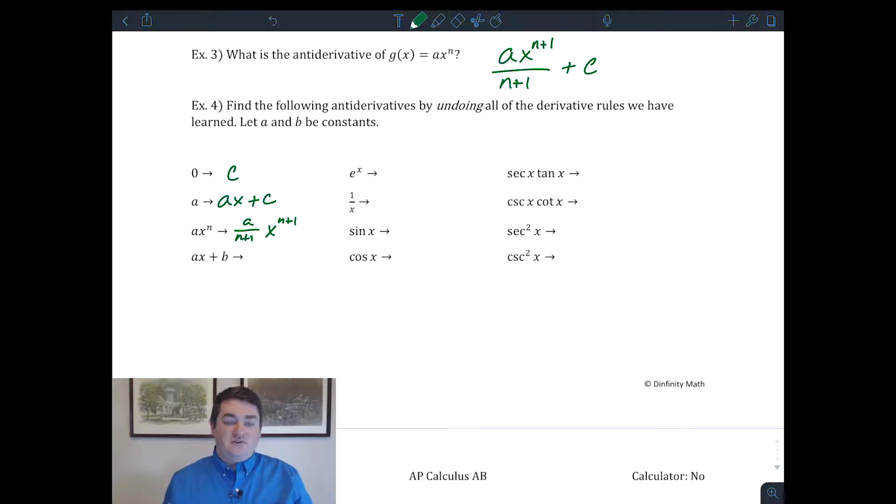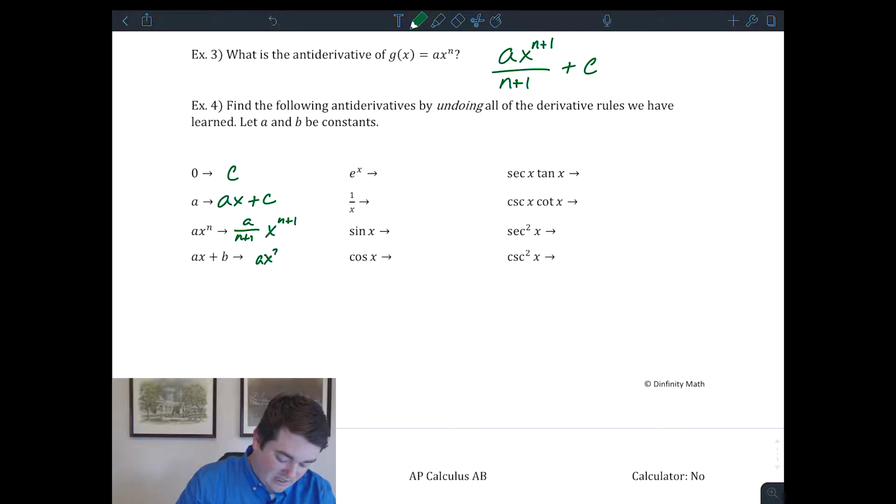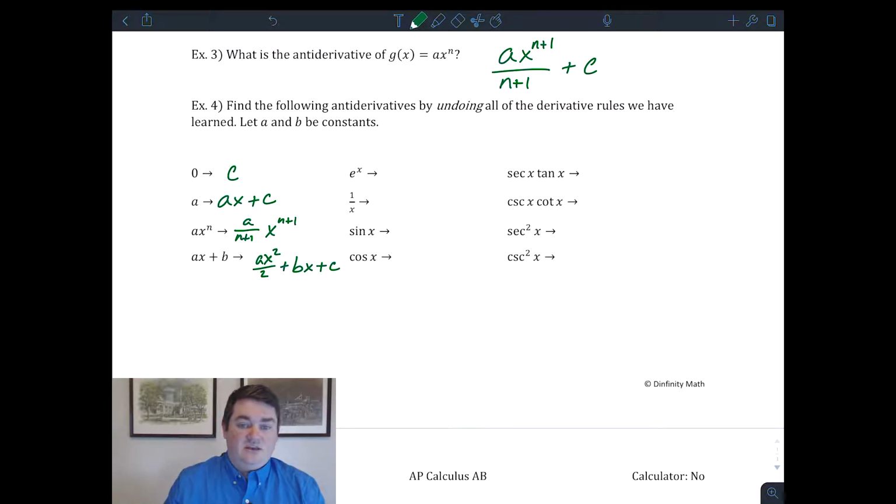The antiderivative of ax plus b, so I'm just taking the last two examples and combining them here. The antiderivative of ax would be ax squared over 2 plus bx plus c. The antiderivative of e to the x, well, if the derivative of e to the x is e to the x, then the antiderivative of e to the x is e to the x plus c.